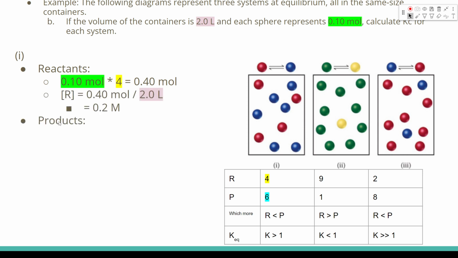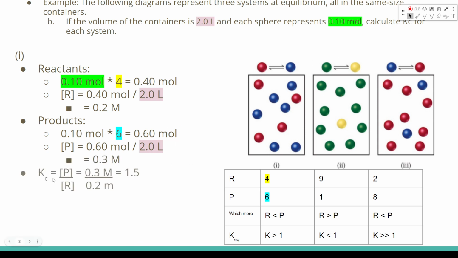And so I do the same thing for products. So products, I have 6 circles, and then each of them are 0.10 moles. And so I'm going to multiply those together to get my moles. I plug it into the molarity to get the concentration, and we got it. And so in order to calculate the Kc value, I'm going to put products divided by reactants. So I have 0.3 divided by 0.2, and I get 1.5. So that's one way of doing this quantitatively with numbers, if you're given numbers and you're given a diagram.